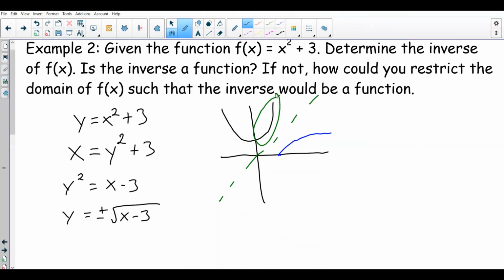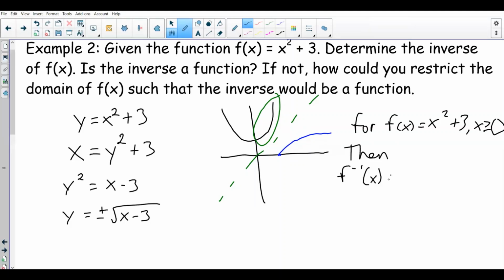So I could say f of x equals x squared plus 3, and I'm going to put a domain restriction on there. I'm going to say x is greater than or equal to 0. Then the inverse is going to give me that positive square root of x minus 3.